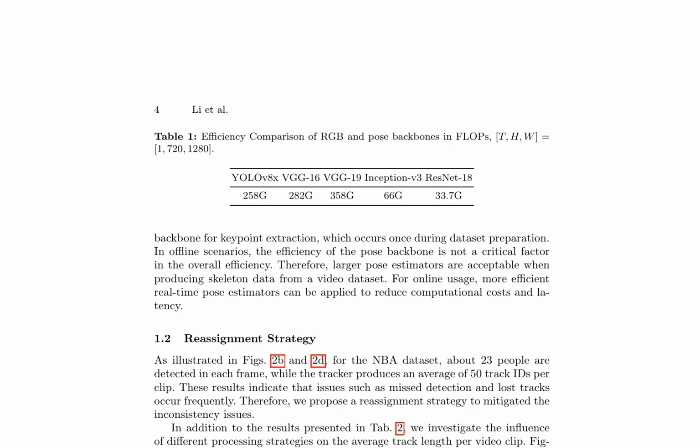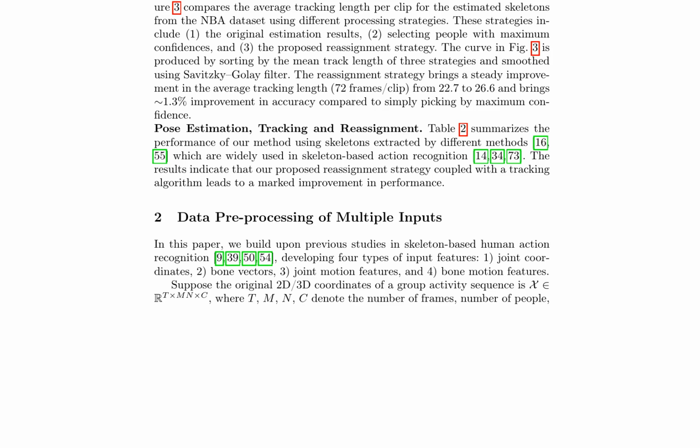The system's performance is evaluated using various input features, including joint coordinates, bone vectors, joint motion features, and bone motion features. The results indicate a marked improvement in performance when combining the reassignment strategy with a tracking algorithm. The study contributes to the field of skeleton-based human action recognition, emphasizing the importance of efficient tracking for accurate action recognition.